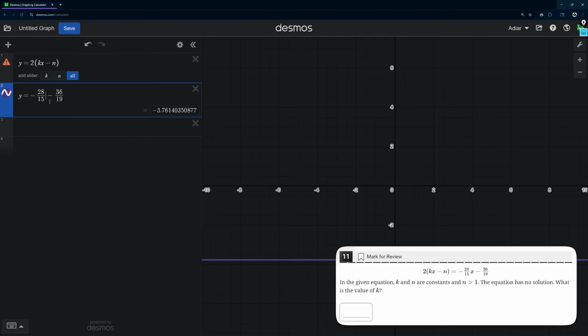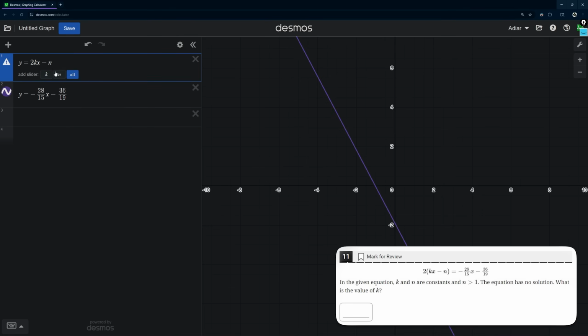Oops, I meant to say negative 28 over 15x. Of course, we know that if two lines have no solutions, then they are parallel, and parallel lines have the same slope. So if we distribute this top one out, we get 2 times kx minus 2 times n. Then we know that 2k is equal to negative 28 over 15, so k is, and we hit the fraction bar, negative 14 over 15.